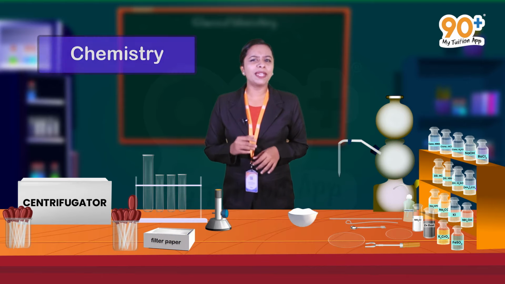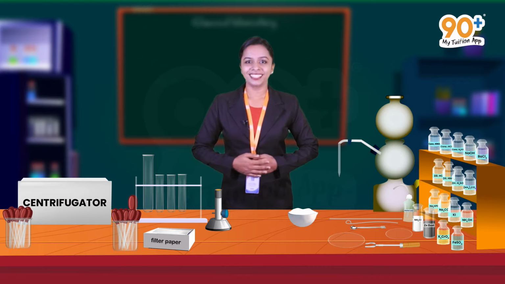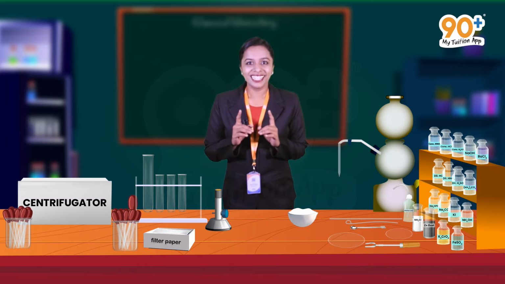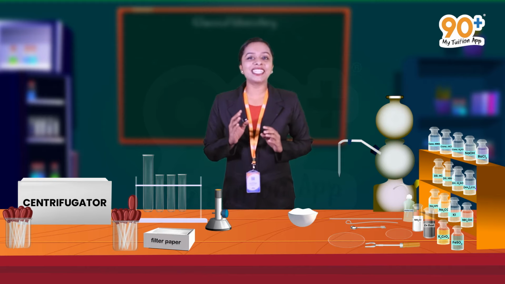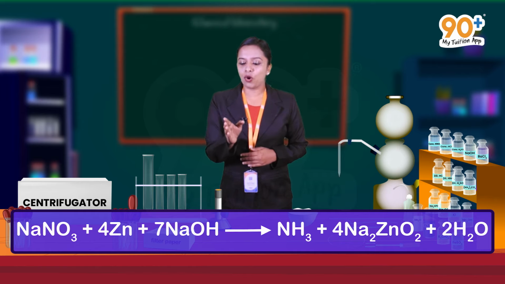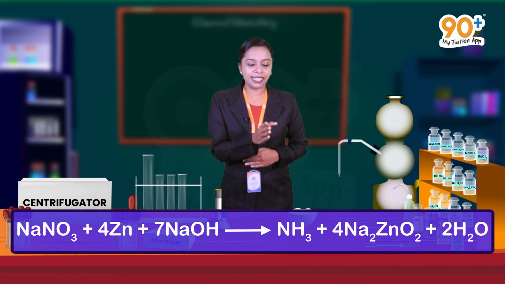Then what about the chemistry behind this reaction? Here we have seen a colorless gas with the smell of ammonia, right? This is due to the formation of ammonia gas. Here the zinc dust reduces the nitrate ion present in the given salt to form ammonia. And the chemical equation is NaNO3 plus 4Zn plus 7NaOH gives NH3 plus 4Na2ZnO2 plus 2H2O.